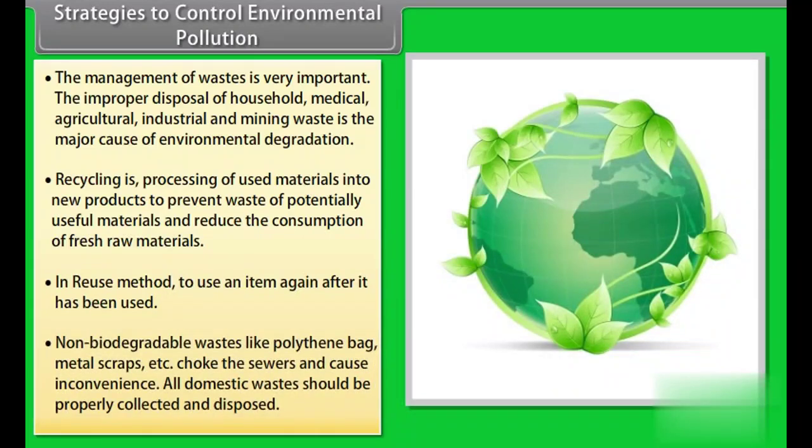Non-biodegradable wastes like polythene bags, metal straps, etc. choke the sewers and cause inconvenience. All domestic wastes should be properly collected and disposed.